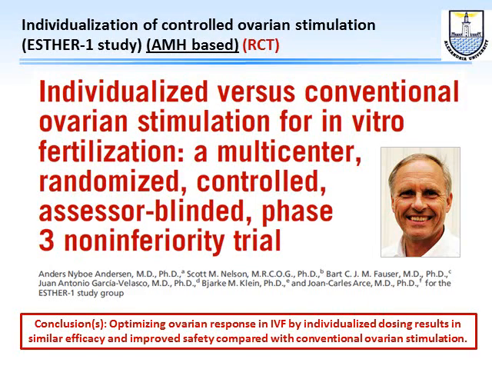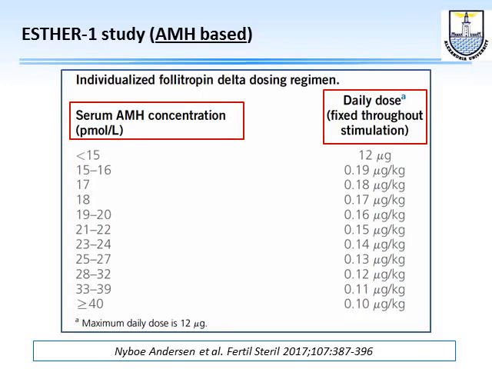But do these algorithms work? Now, this is the study by Nibo Anderson and his colleagues, Juan Garcia Velasco and Bart Fauser, a big multinational study, which was, as you can see, AMH based. They measured the AMH, and according to the AMH, they tried to individualize their dose. And this was a multi-center randomized controlled trial. And this is how they did it. They measured the serum AMH, and they decided the daily dose, which was fixed throughout the stimulation.